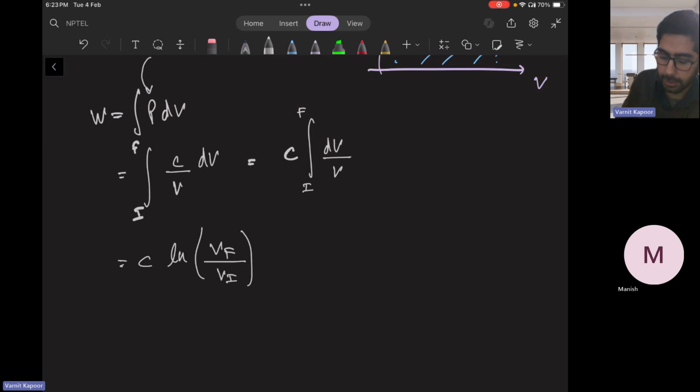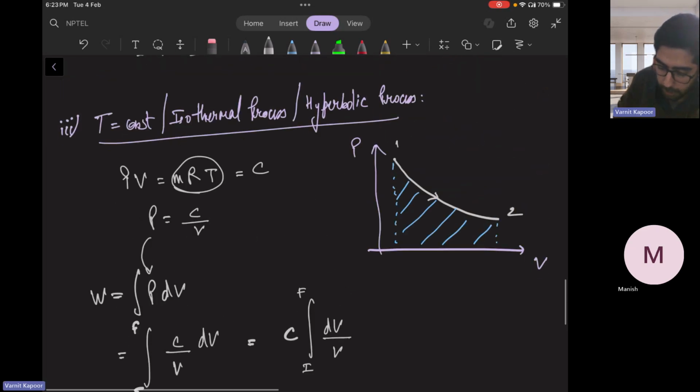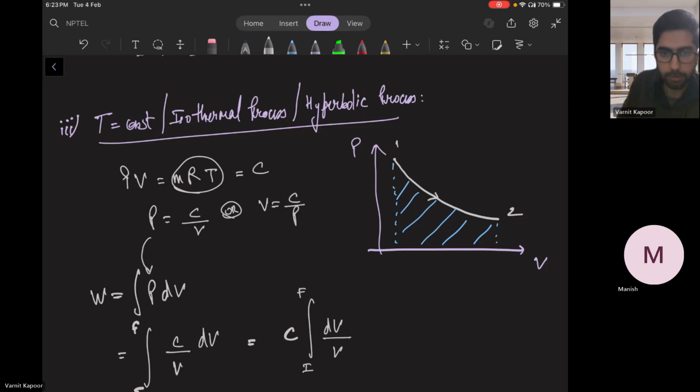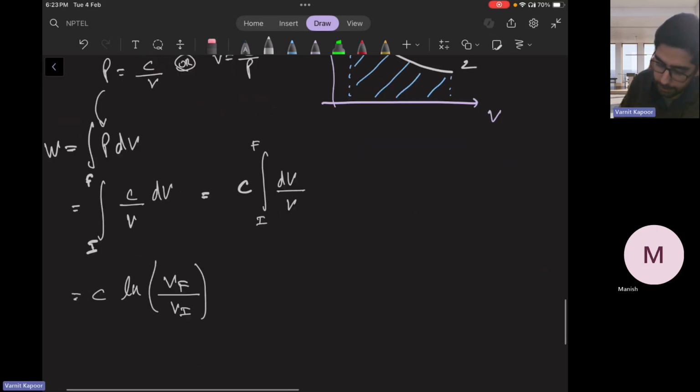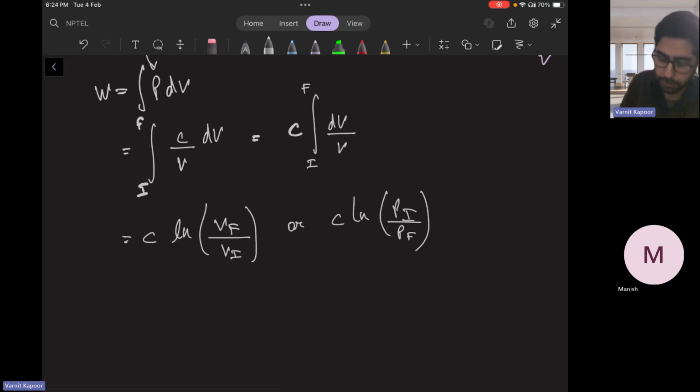Or you can also write, because pressure is constant by volume, or volume is constant by pressure, so both are inversely proportional here. So you can write here C ln V initial by V final, in terms of pressure. Okay, put the values. So that is your expression for the work.